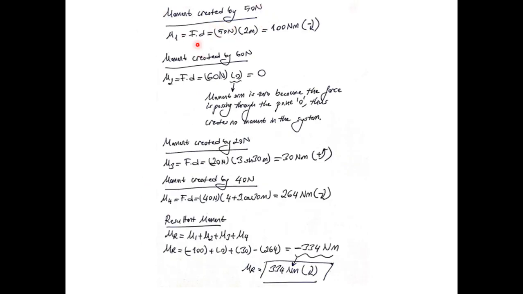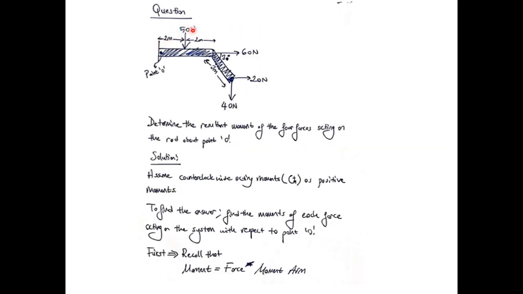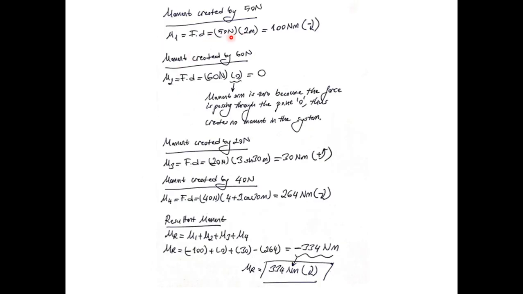So let's go over how to find the moment of each force one by one. Let's start with the moment created by the 50 newtons. So we know the magnitude and we need to find the moment arm. This is fairly simple. The moment arm in this one is 2 meters because the perpendicular distance between the force application point and the moment reference point is 2 meters. Well, the perpendicular distance, as you can see, is 2 meters here. So we're going to multiply 50 newtons by 2 meters, which gives us 100 Newton meters.